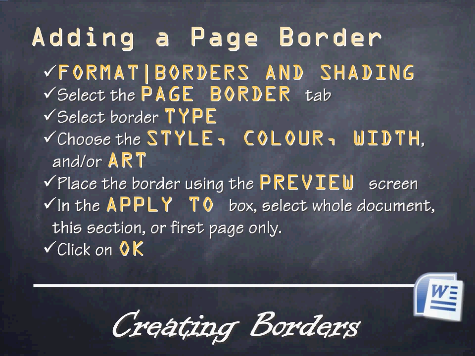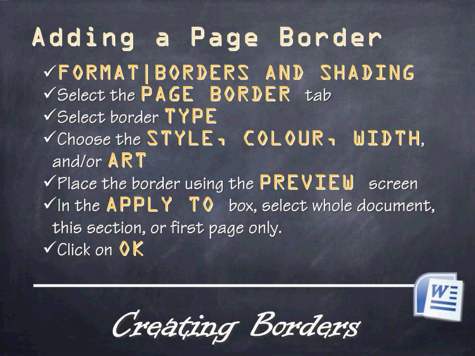To add a page border, it's no different. Again, you're going to click on Format, Borders and Shading, but you're going to select the Page Border tab. This is the middle one. This is different. Select the border type, choose the style, color, width, and or art. Yes, you can make a border around your page using art, so stars or symbols, happy faces I've seen even before. You're going to place the border using the preview screen.